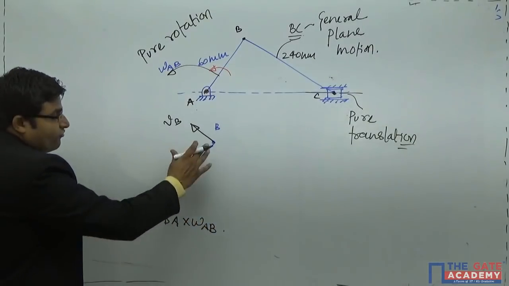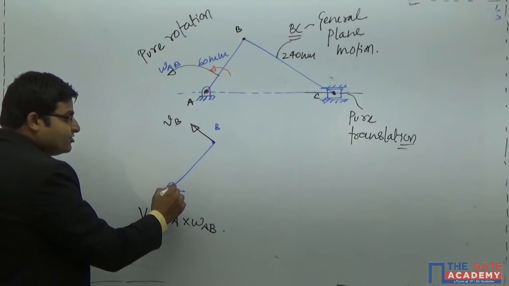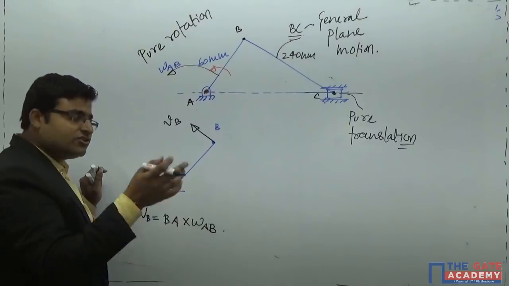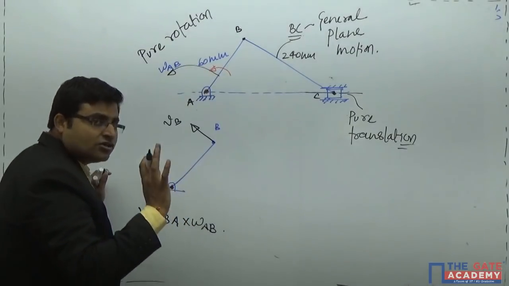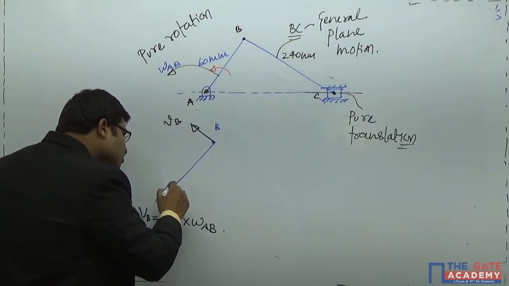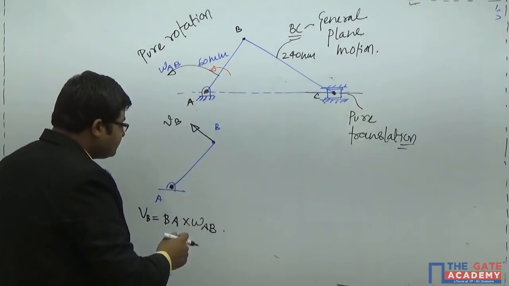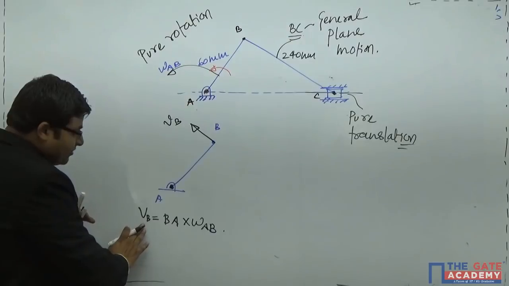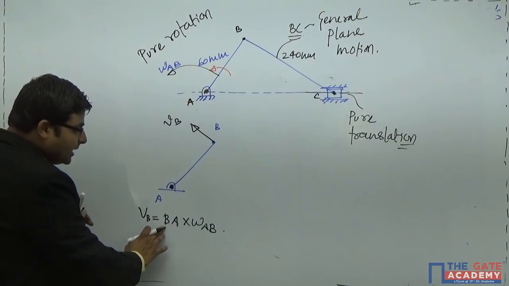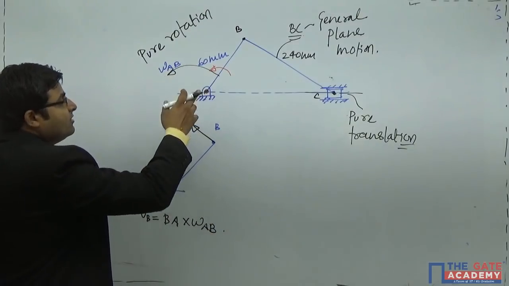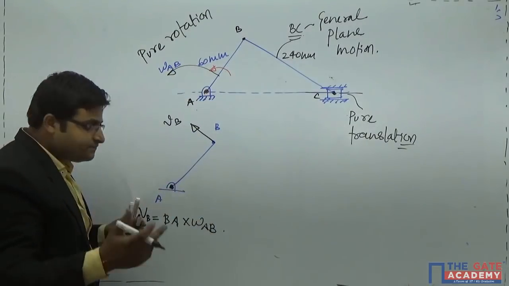For this particular crank, this is the instantaneous center of rotation, because this is pure rotation. At any instant, this will be the center of rotation for this crank, which is fixed. So we can write this equation: the velocity of B can be determined by VA into omega AB. And this omega AB, they can give or they can ask.